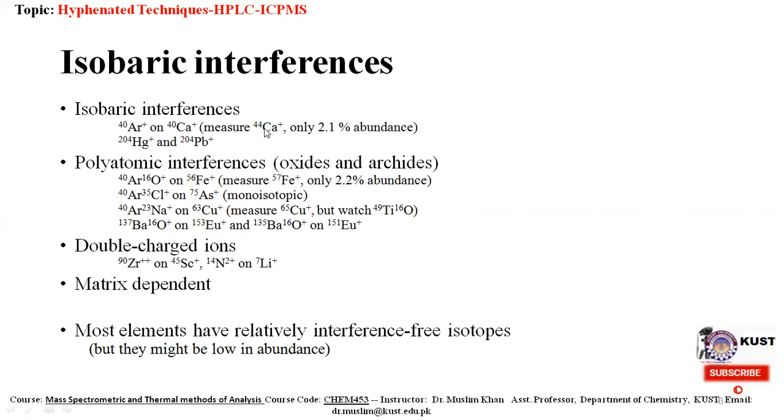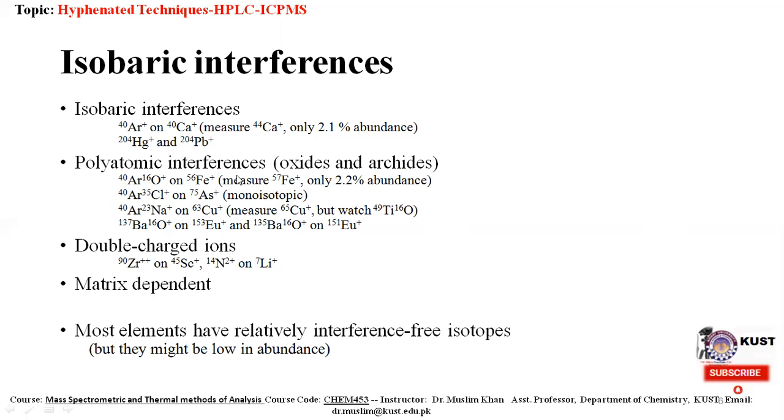It means that different isotopes have a positive property. If calcium didn't have an isotope of 44, then it was very difficult to correct this interference, to tell whether the signal is due to argon, because argon gas is used in the ICPMS, inductively coupled plasma mass spectrometry. Similarly, when you are measuring lead or mercury, lead has mass number 204 and mercury also has 204 as one of its isotopes. So this is also known as isobaric interference.